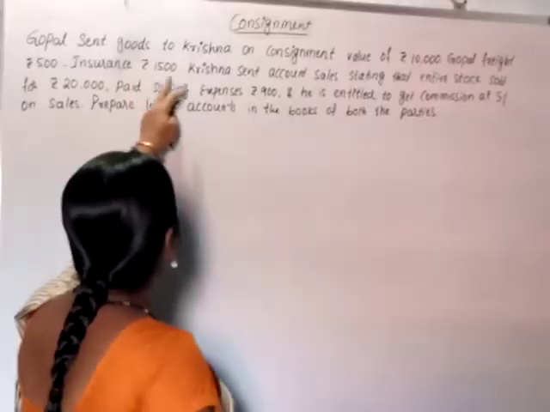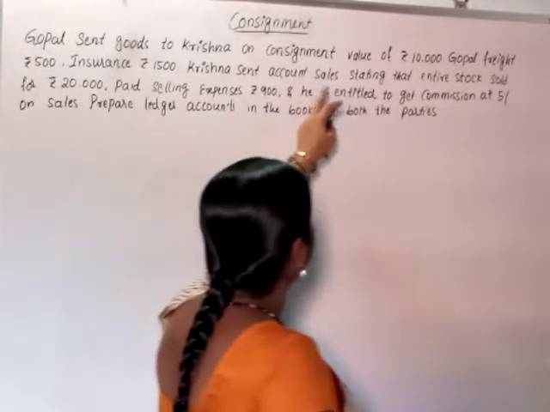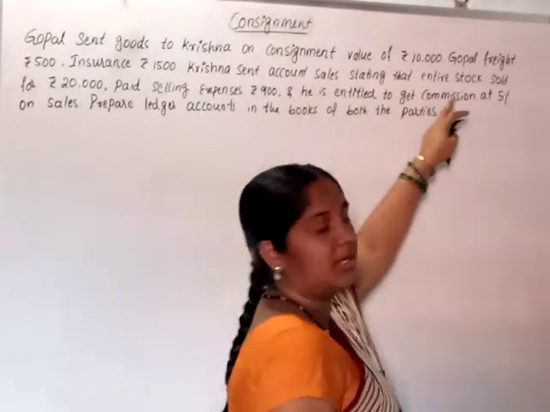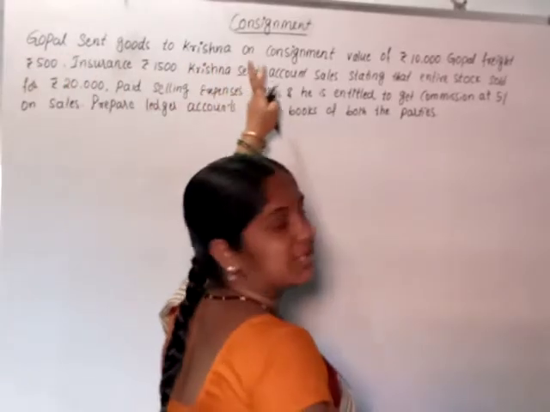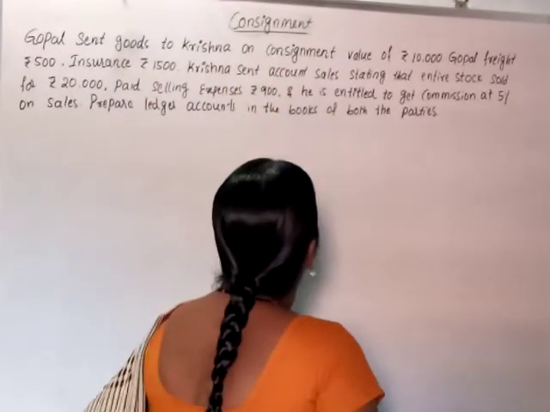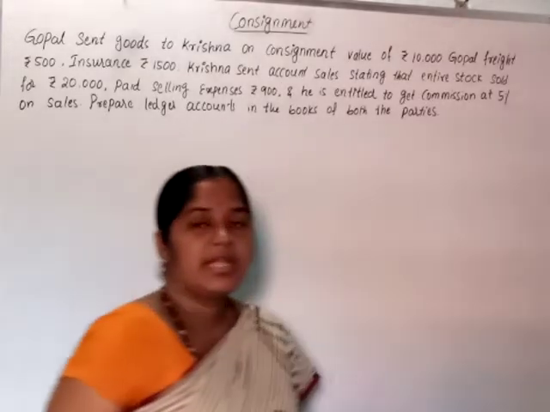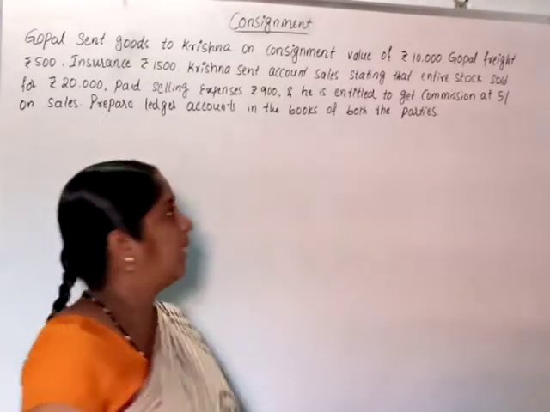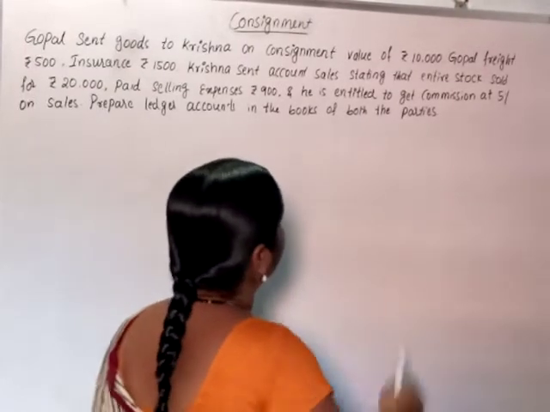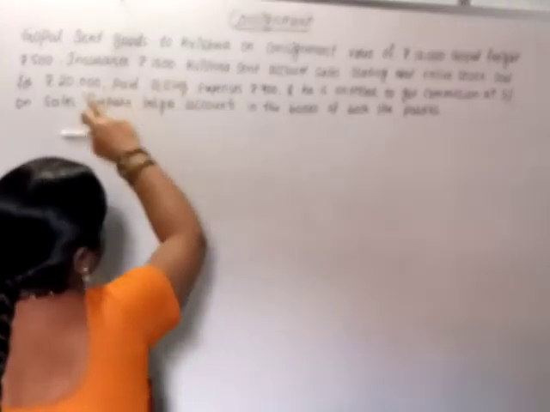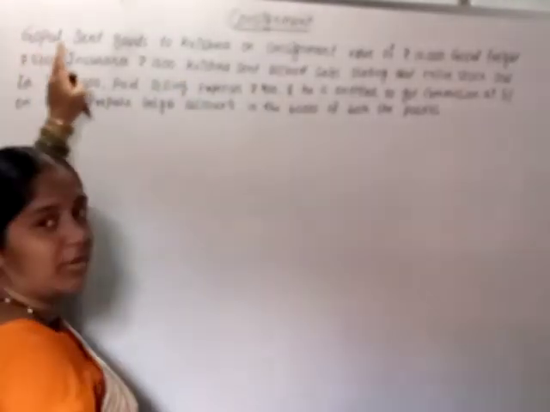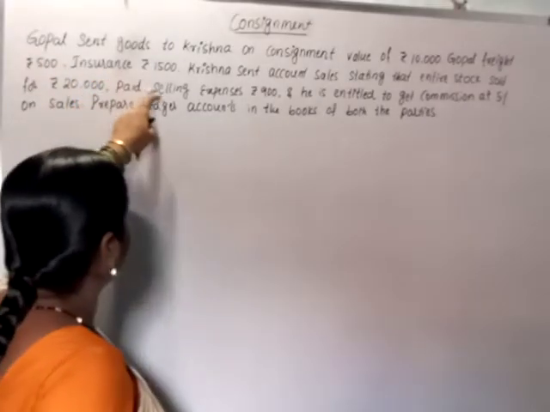Gopal sent goods to Krishna on consignment, value of rupees 10,000. So here Gopal is the consignor and Krishna is the consignee. How much worth of goods were sent on consignment? 10,000 worth of goods were sent by Gopal. And Gopal paid freight of rupees 500 and insurance of 1500. So Gopal here is nothing but the consignor only, and he paid 500 rupees for the freight and 1500 for insurance.